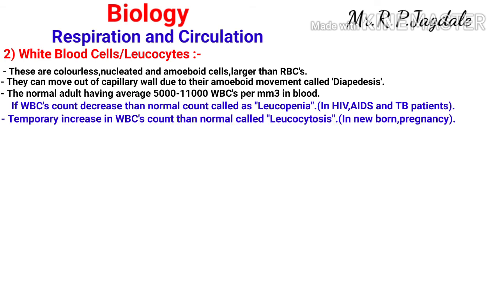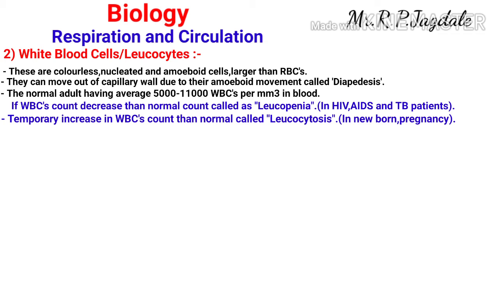If there is a temporary increase in the WBC count than the normal, then this condition is called leukocytosis. Okay, it is a temporary condition, just like in pregnancies or in newborn babies. The number of WBCs is temporarily increased, and that condition is called leukocytosis.